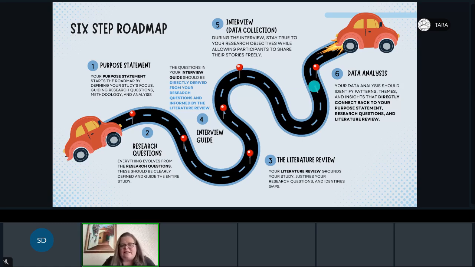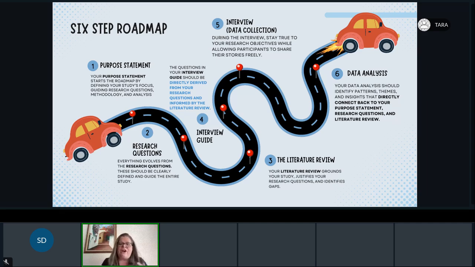Finally is data analysis. Once interviews are conducted, the data analysis allows you to identify patterns and themes and insights, and your analysis should be methodologically sound so that your findings answer your original research question. So it's all connected, okay? It ties directly back to the lit review. It confirms existing theories or not, challenges them, or contributes new insights.